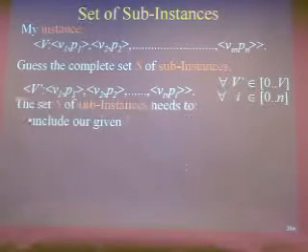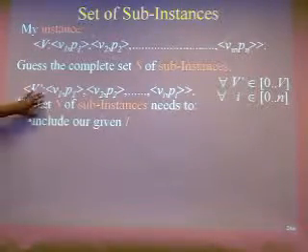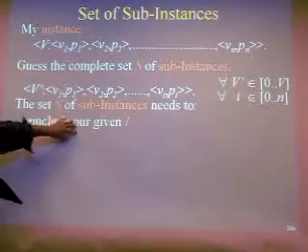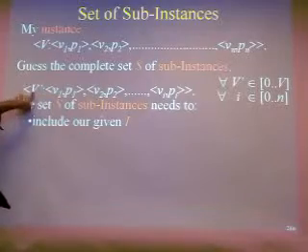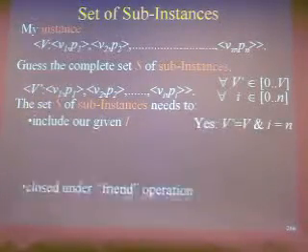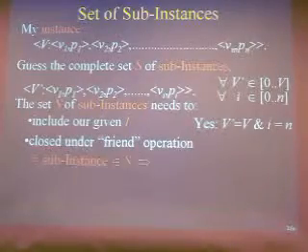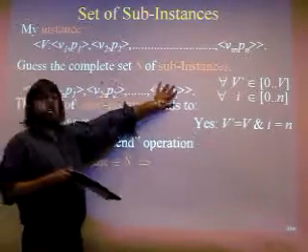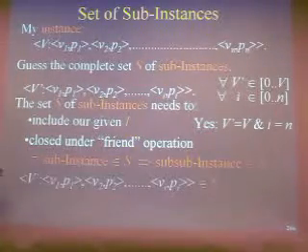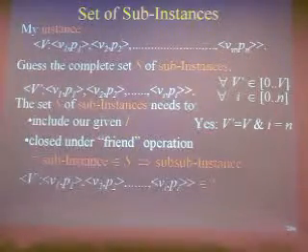And how do we know that? What are the properties we need? We need that our instance is included. Well, you have the full knapsack and all the objects. And then how is it closed under the friend operation? If this person was invited to the wedding, who are this person's friends?